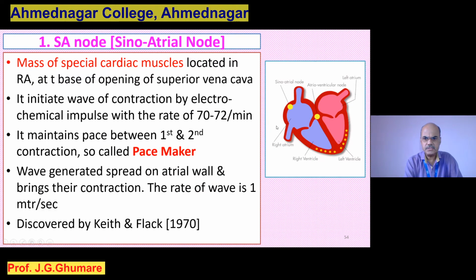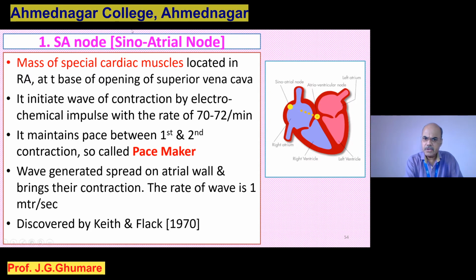First one is called the SA node. See here in another diagram, I'm showing their action. We want to study this SA node, where it is located. I told you, it is a specialized mass of cardiac muscle only, nothing else. Some of the cardiac muscle here will modify, and they will be located in the right atrium at the opening of the superior vena cava. This is called the SA node, the one which will initiate the wave of electrochemical impulse. This is the one which will generate that particular wave required for the contraction and relaxation.